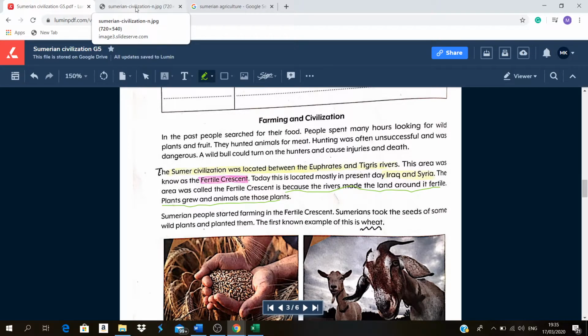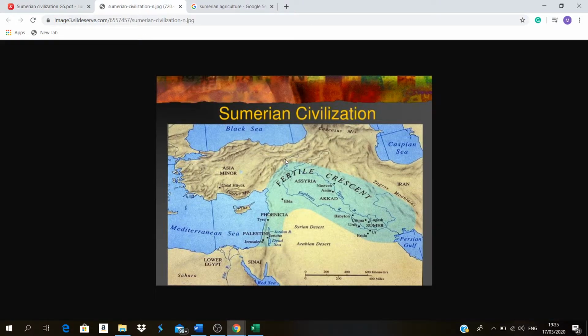Let's see Sumerian civilization. Where were they living? Here is the Tigris, and here is the Euphrates. Iraq is here, between Iraq and Syria. And all of this was called the Fertile Crescent because of these rivers. The land around them was fertile, suitable to grow plants and to take care of animals there.